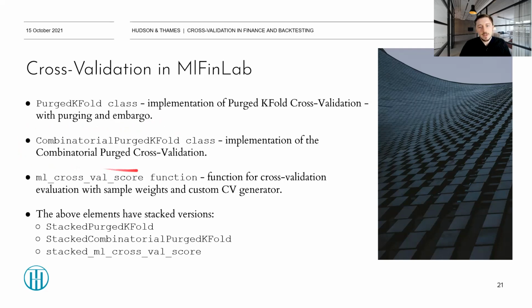Combinatorial purged kfold class is the implementation of the method that we've just described, the combinatorial purged cross-validation. The ML cross-val score function is the machine learning cross-validation score function. It's the function for cross-validation evaluation with sample weights and custom cross-validation generator. Cross-validation generator in this case can be combinatorial purged kfold, or the standard kfold from the sklearn.